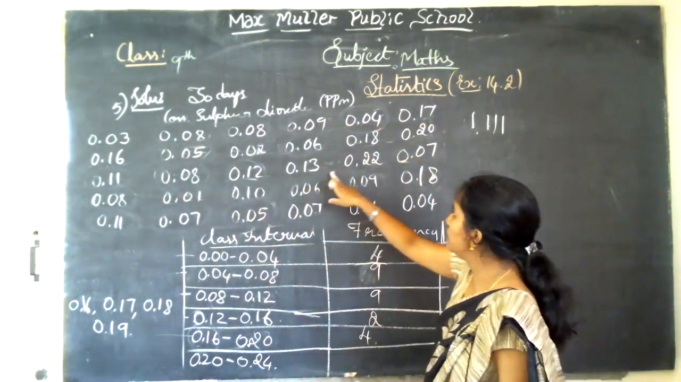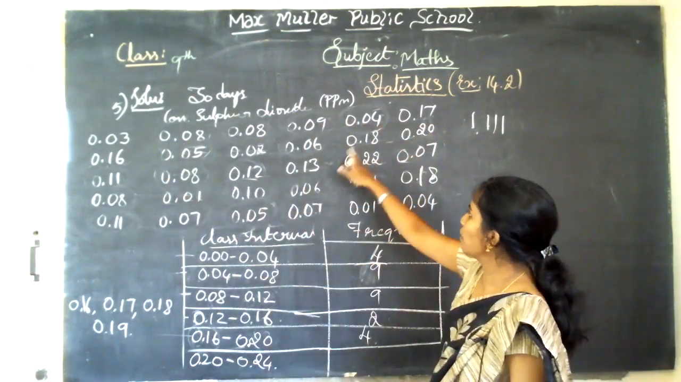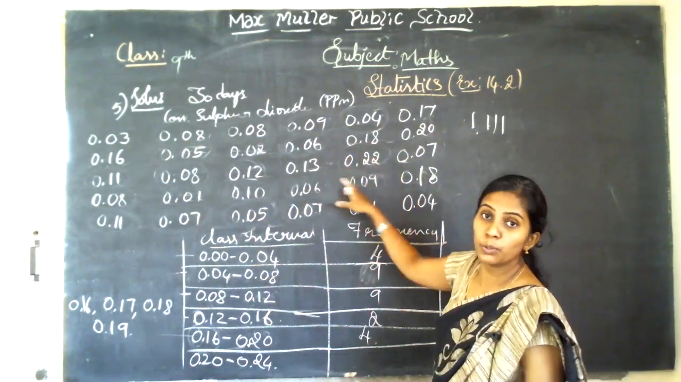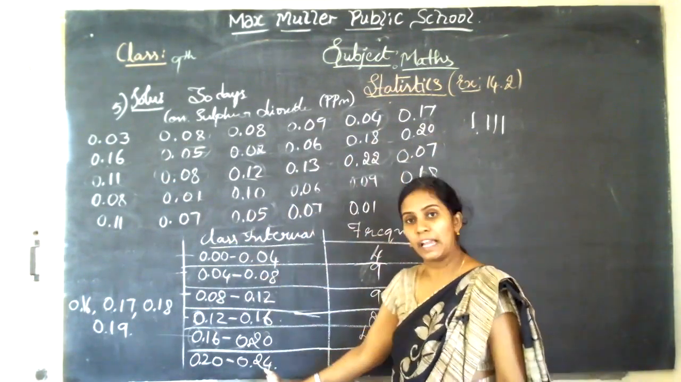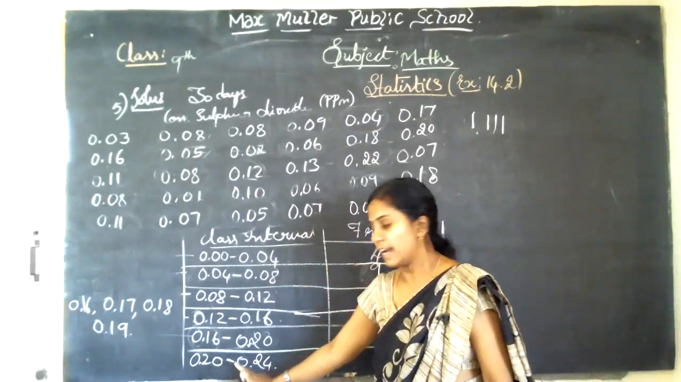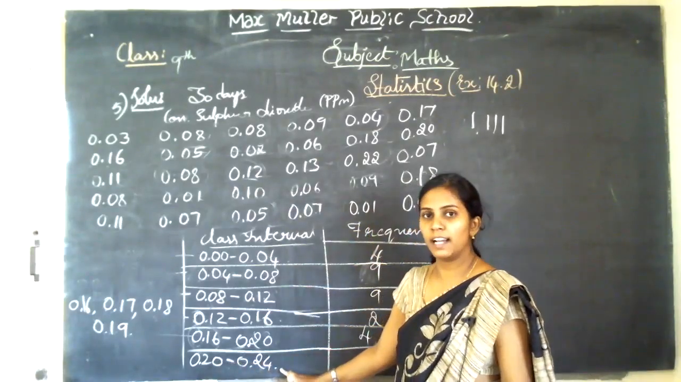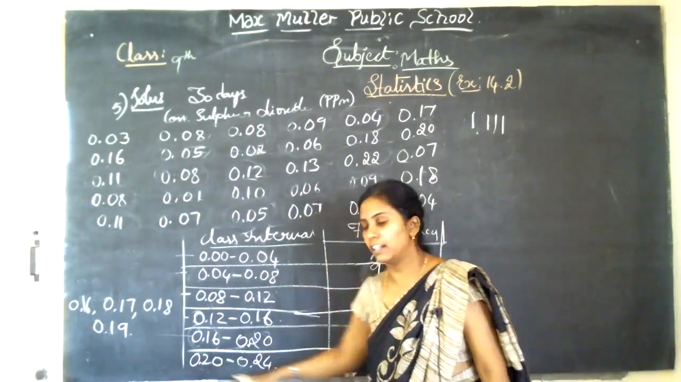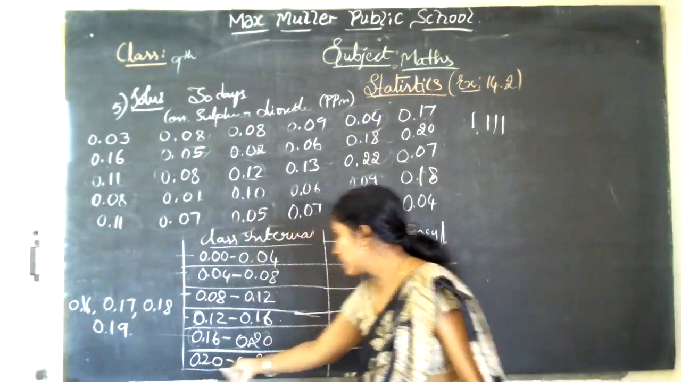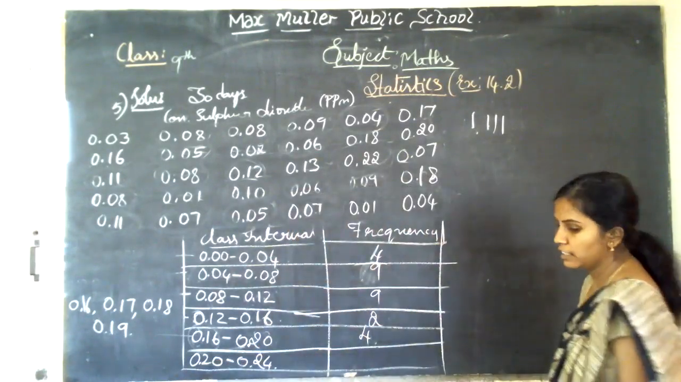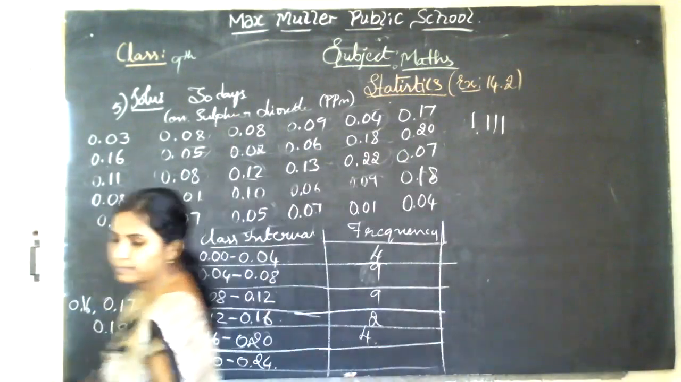So when you observe, 0.22 is the highest, which lies between 0.20 and 0.24. So it is the highest, so you can stop here. This is the last one. We have to find it. So let me find this.